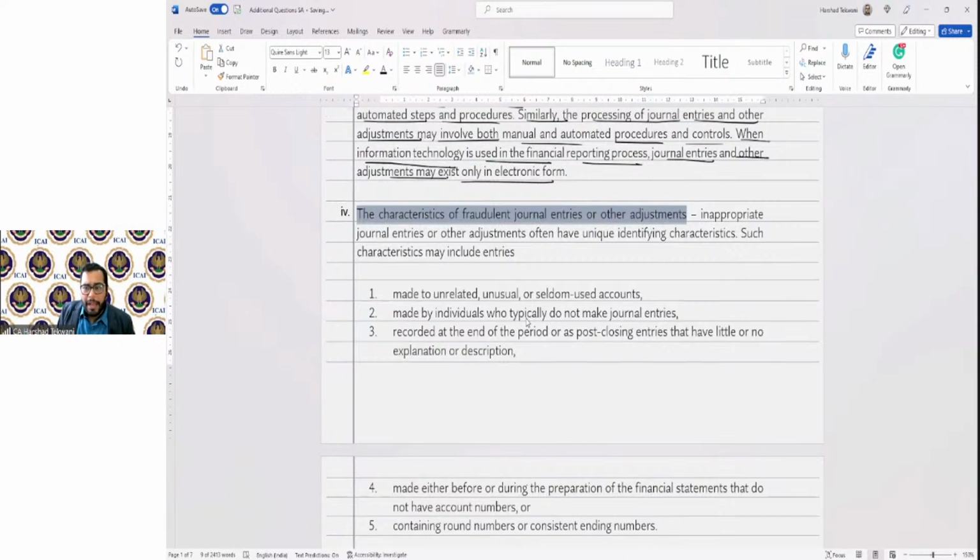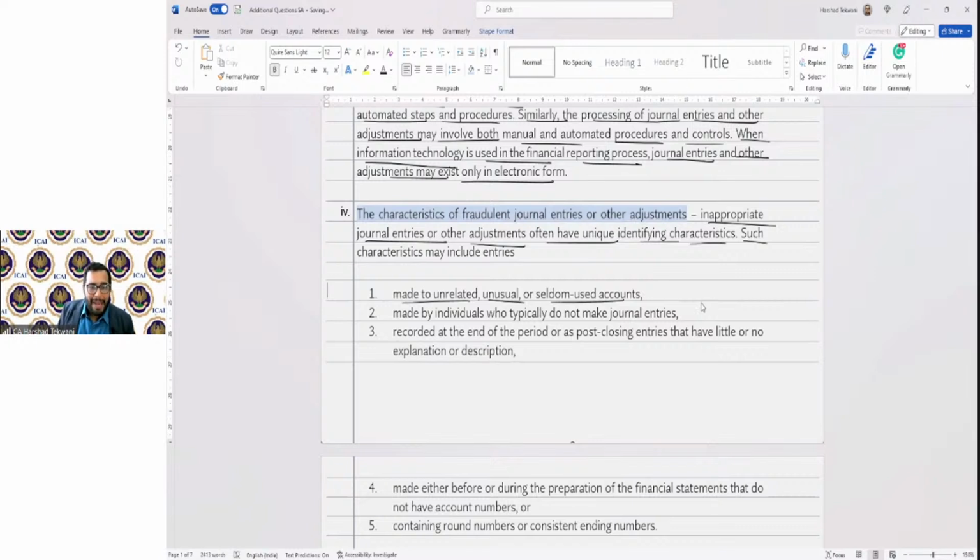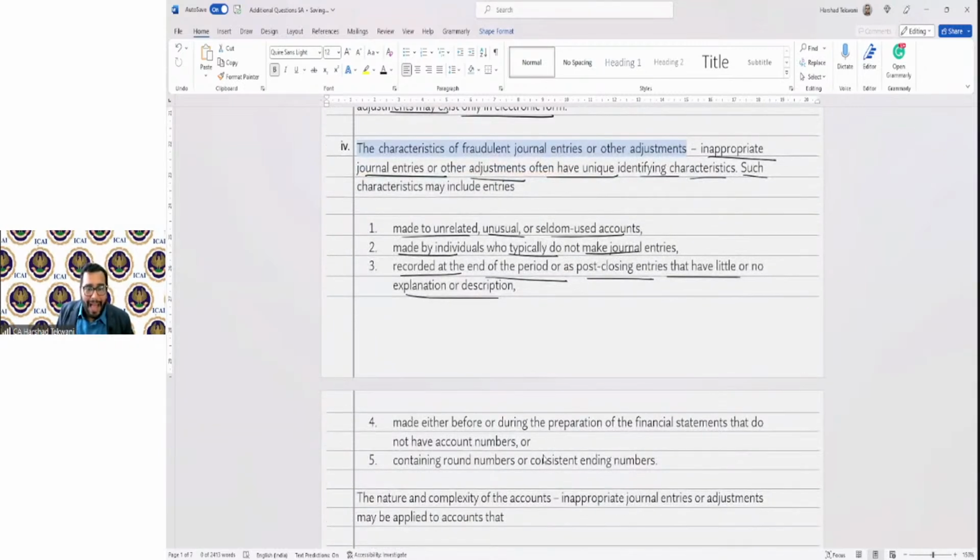Then inappropriate journal entries or other adjustments often have unique identifying characteristics, such as being made to unrelated, unusual or seldom-used accounts, or made by individuals who typically do not make journal entries, recorded at the end of the period or as post-closing entries that have little or no explanation or description, made before or during the preparation of the financial statements that do not have account numbers, meaning they are topside entries.